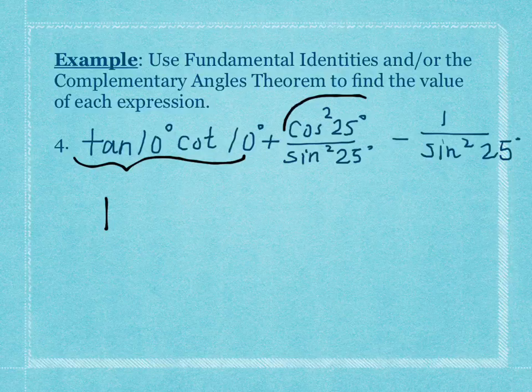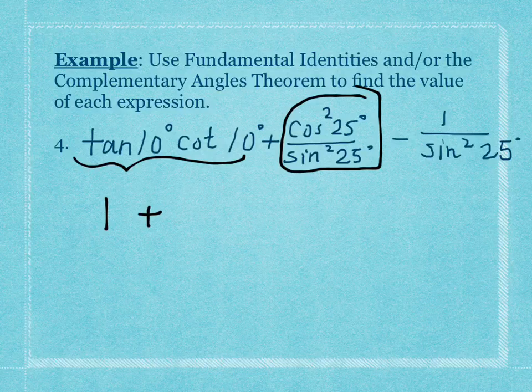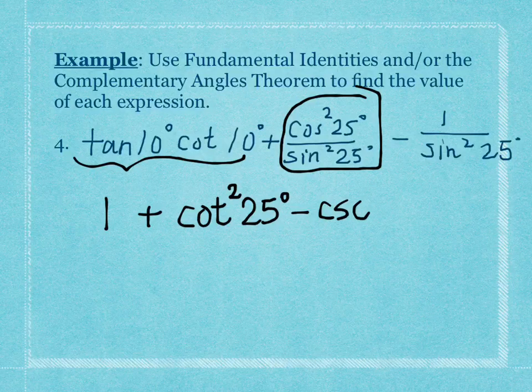What about this right here in the middle? Cosine squared over sine squared. Good. So this is a quotient identity, isn't it? Cosine over sine is cotangent. The 25 degree stays. What else stays? The squared. Right? If cosine over sine is cotangent, then cosine squared over sine squared is cotangent squared. How about this last one? 1 over sine squared of 25 degrees. How else could I write that? Cosecant squared. And that's another reciprocal identity, right? Now what?